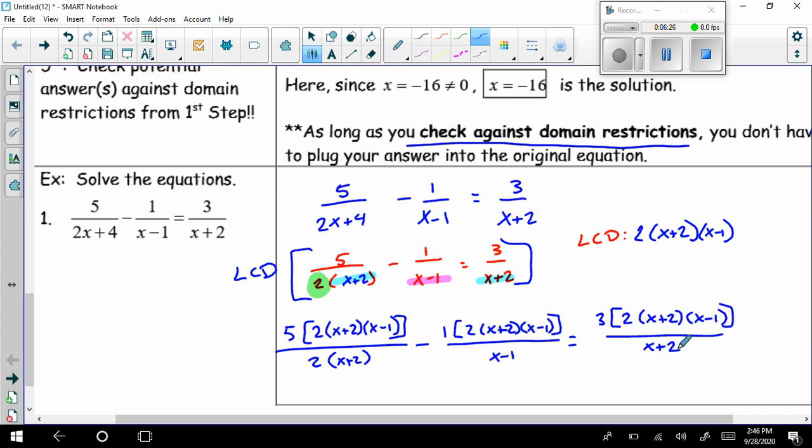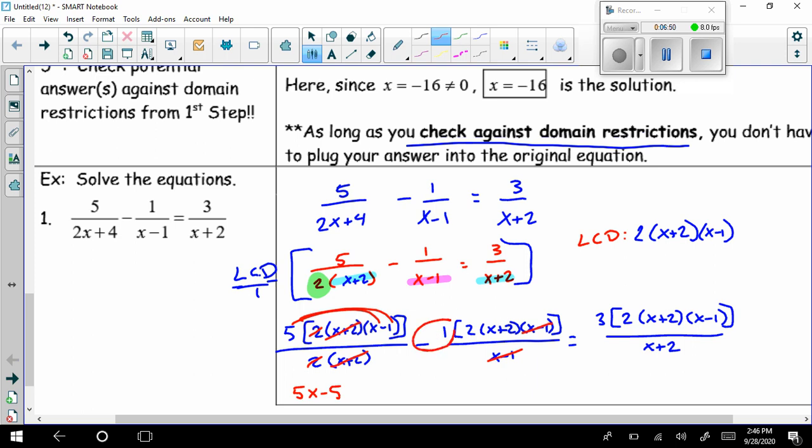All right, so I multiplied this LCD over 1 through my entire fraction. All right, then I can cross out. So this cancels this, and this cancels this. That gives me the 5 that needs to distribute. So I get 5x minus 5. All right, these x minus 1s will cancel.